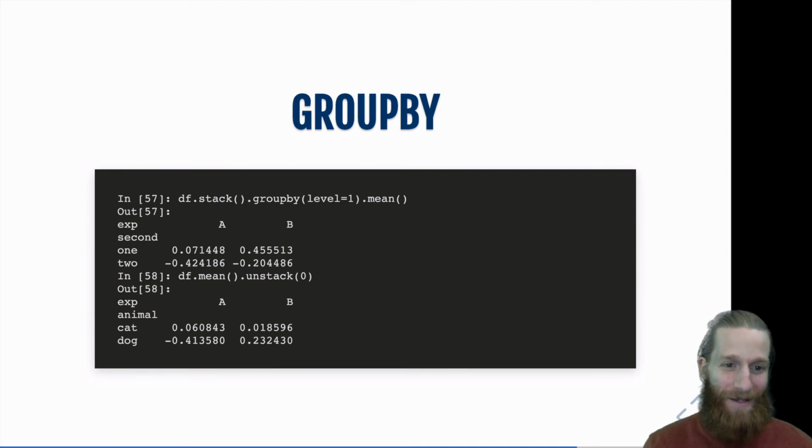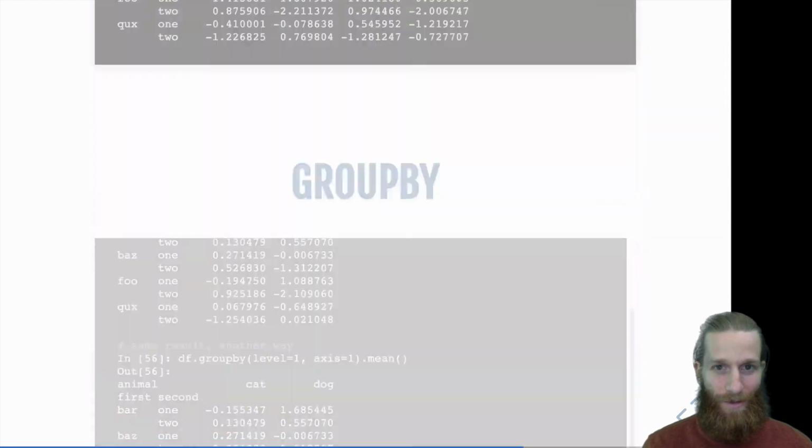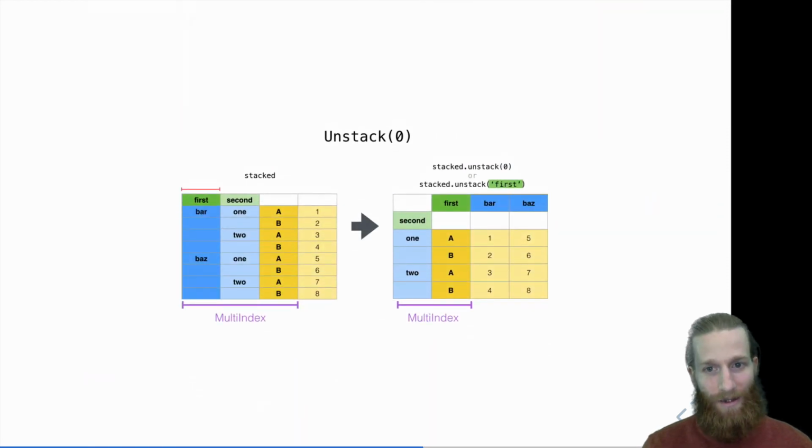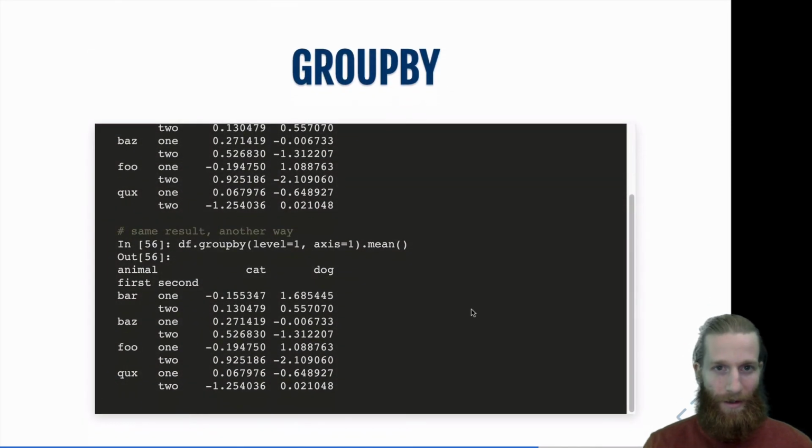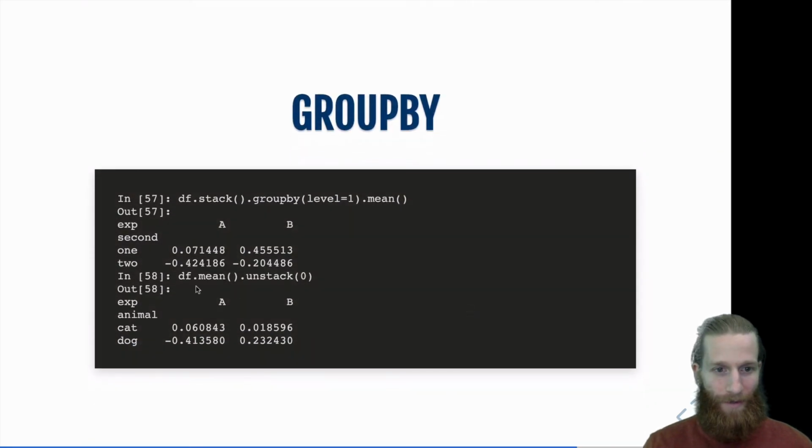We can double check. We keep exp and animal. And df.mean, right, that will collapse at default axis 0, take the mean across axis 0, and then unstack the first level. So let's go back and check what unstack does. Yeah, so unstack is going to go ahead and push the column back to the row. So here, in this one, we're going to push the first column AB back up to the top.